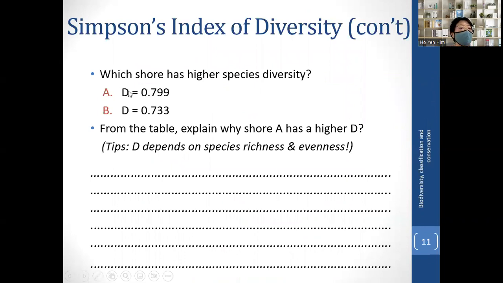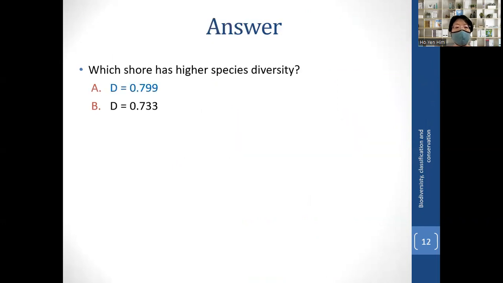So the D, which is the index of diversity for shore A and shore B: shore A is 0.799 and shore B is 0.733. So from the table, explain why shore A has a higher D value. When you explain why it has a higher value, we need to know that Simpson's index of diversity takes into consideration both species richness and species evenness. So we have to mention both of them.